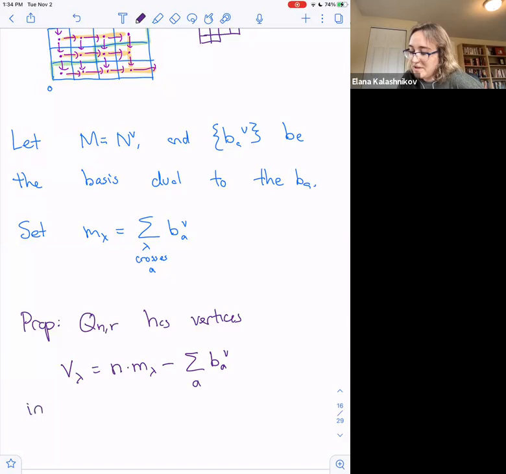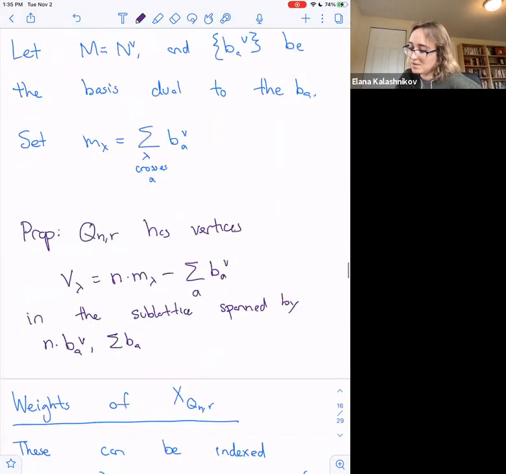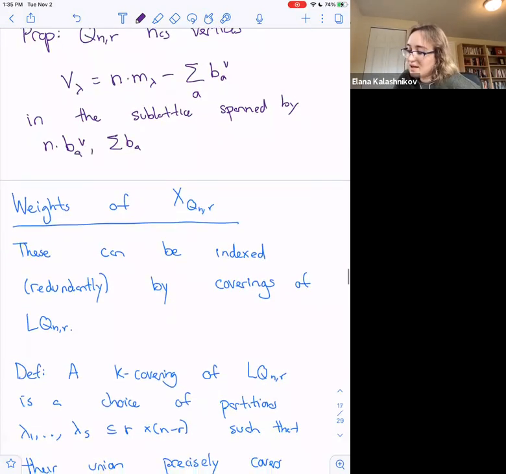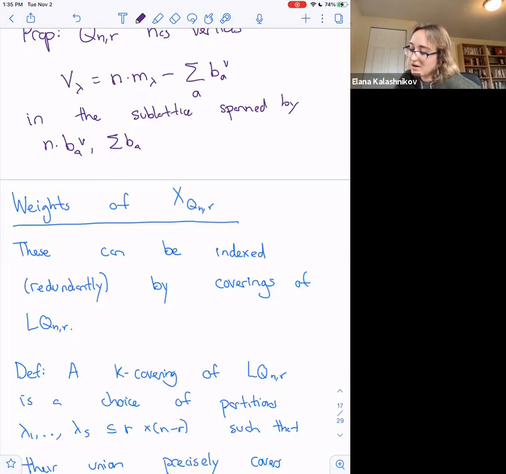And you view these as vertices or as vectors inside the lattice spanned by n times the basis and then the element you shift by. So that tells you what Q and R is. And then I also want to tell you what the weights are because that will give you another perspective on this toric variety. So these can be indexed redundantly by coverings of the ladder quiver.